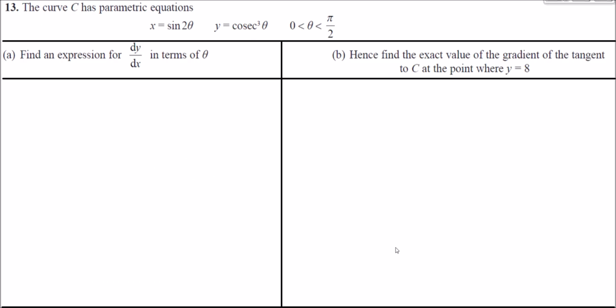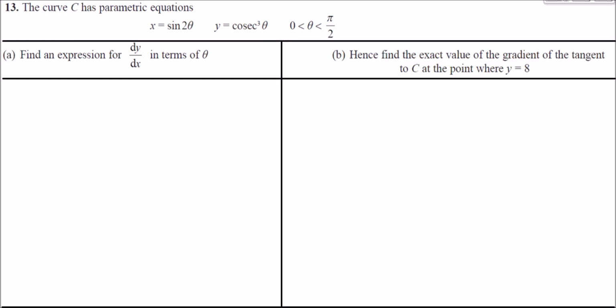Question 13, we've got a curve C defined parametrically as follows. We've got x is sine 2 theta and y is cosec cubed theta, where theta is defined in between 0 and pi over 2. We need to find an expression for dy by dx in terms of theta. This is a standard result.